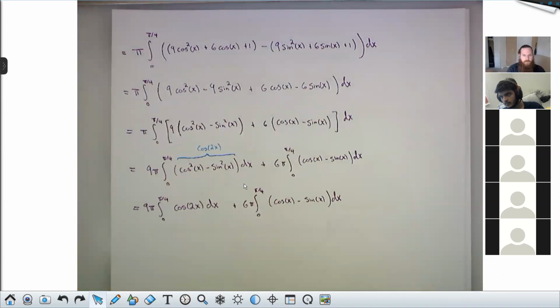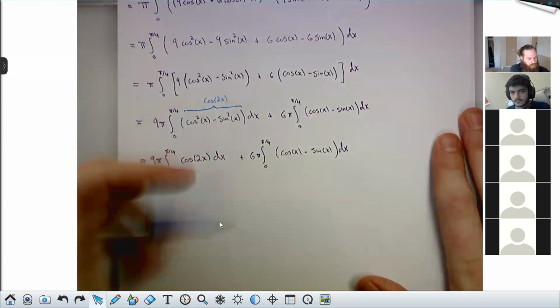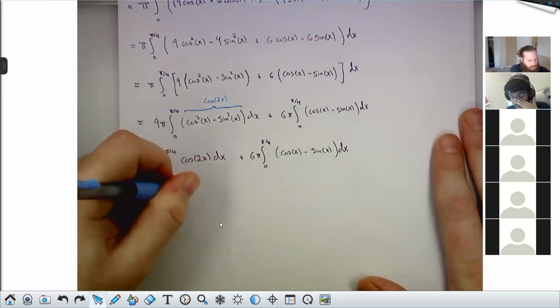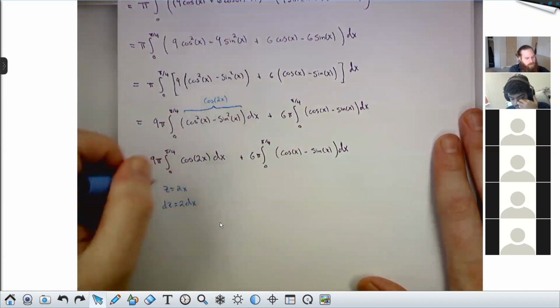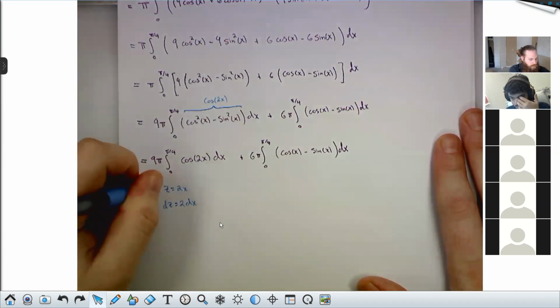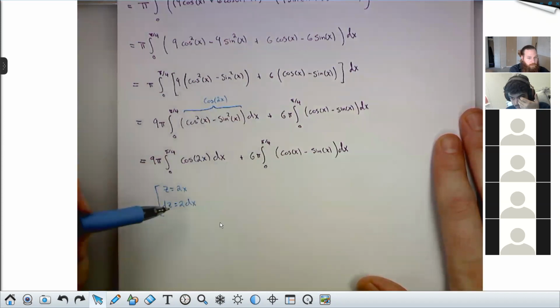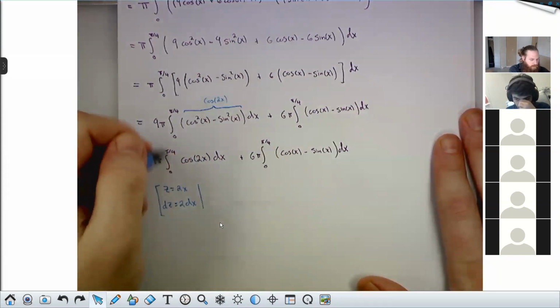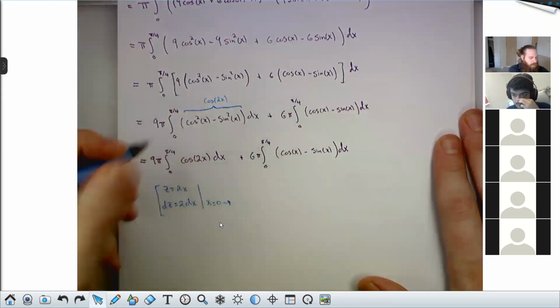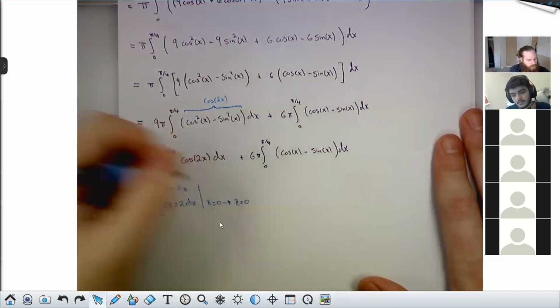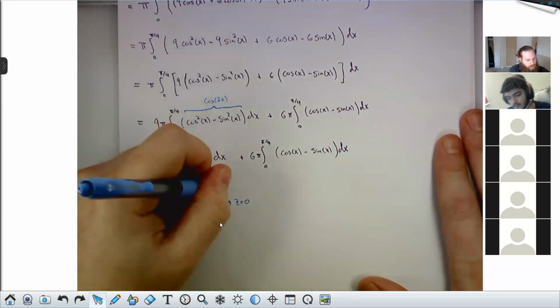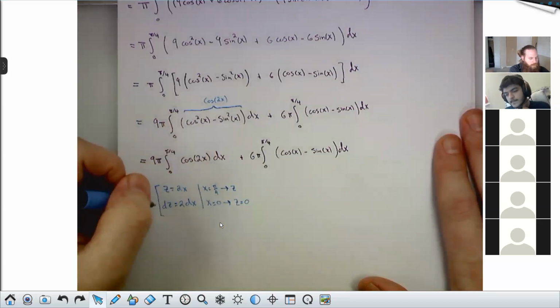All right. Now it's time for the good stuff. This is a little u-sub problem. I will substitute z equals 2x, which means dz is 2 dx. In other words, this dx is 1/2 of dz. I also need to change my bounds. My old lower bound, x equals 0: z is 2 times 0, which is still 0. And when x is π/4, z will be 2 times π/4, which is π/2.